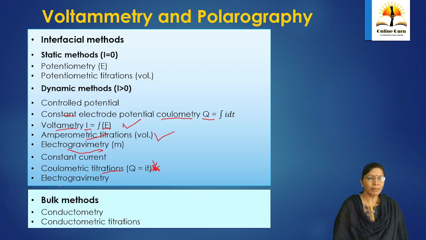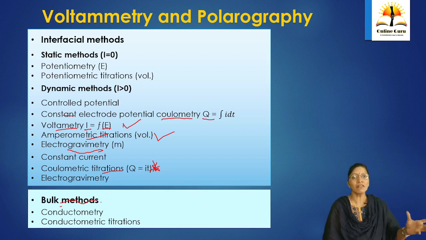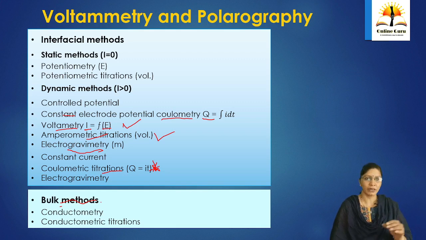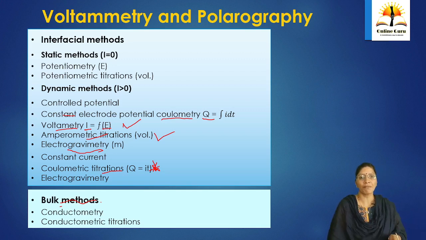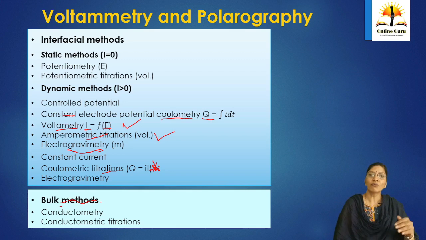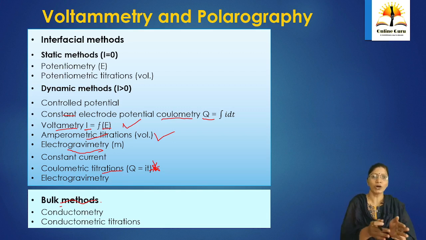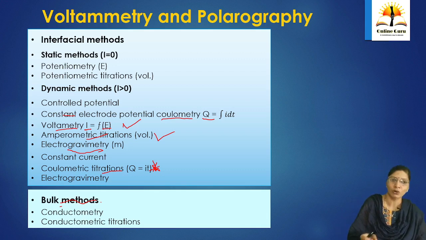Okay, under bulk method, you might have done this in the lower classes. What does bulk method suggest? The processes take place in the solution. What is happening throughout the electrolyte solution is monitored; that is classified under bulk method. Interfacial method talks about the processes taking place at the face of the electrode. We classify potentiometry, polarography, voltammetry and amperometric titration under interfacial method. Bulk method, what is happening in the solution, is studied in conductometry or conductometric titrations. Okay, so I hope you understood the classification of electroanalytical techniques.